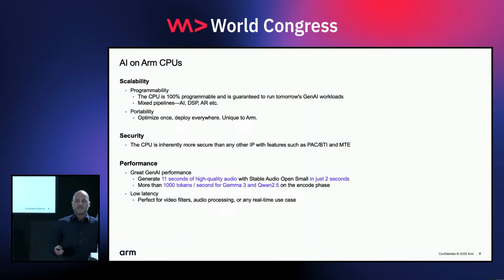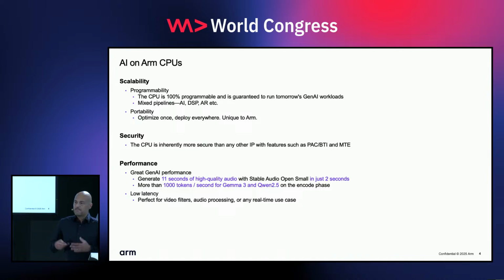This is a slide where I'm going to summarize the reasons why we should care about AI on the Arm CPU. There are at least three main reasons for that. Scalability. First of all, it's fully programmable. You can imagine all the different data types to deploy your AI applications, for today and also for tomorrow. Audio generation is just an example. It wasn't a thing a few years ago. It became a thing in May after a very successful collaboration with Stability AI.